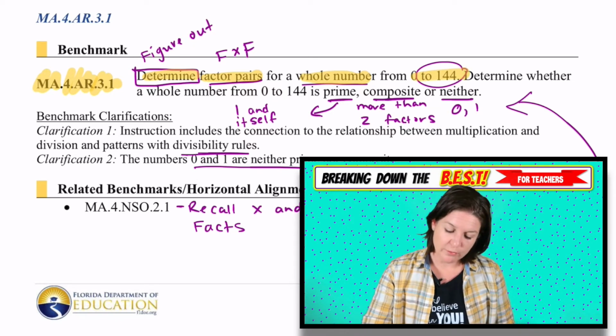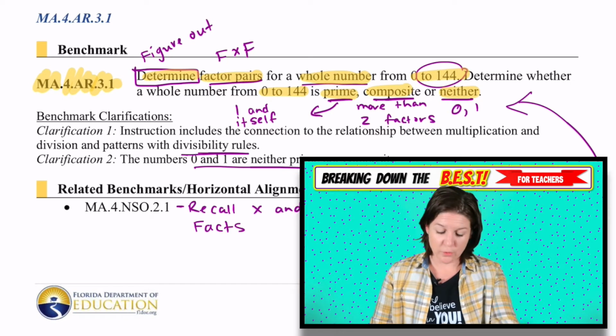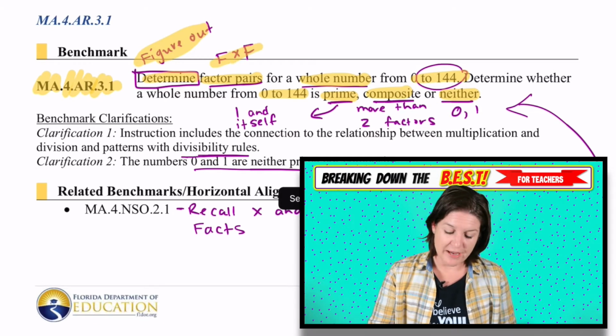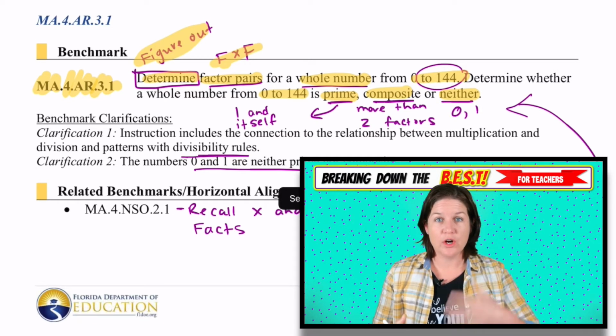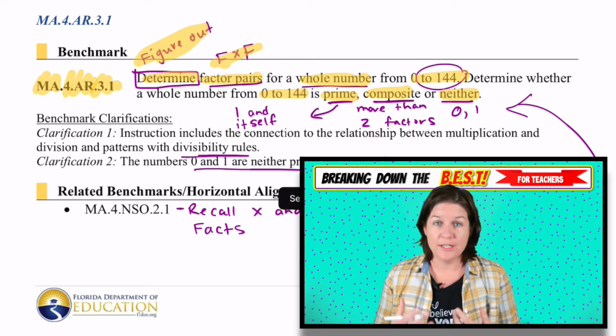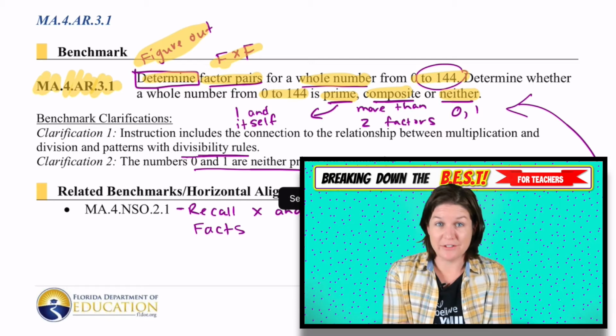Determine whether a whole number from 0 to 144 is either prime, composite, or neither. So determine, that means that we're going to figure out the factor pairs. Factors are numbers that you multiply by. So a factor times a factor equals a product. And those factors that we're multiplying are called factor pairs.